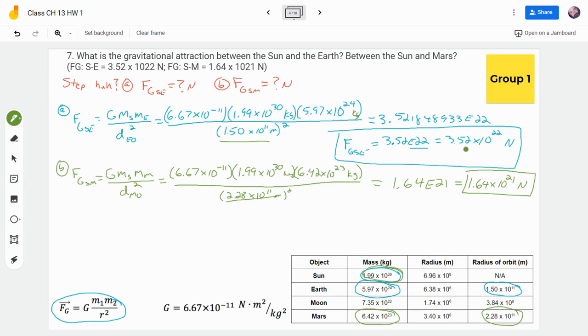So yeah, the forces are very big. We were talking about the Sun pulling on planets, so massive things pulling on each other. Notice the force of the Sun on Mars is much smaller. Well, Mars is smaller than the Earth. It's way less massive, and it's further away. So you end up with a much smaller force. So there you go. That's how you do it. Hopefully you found this helpful.